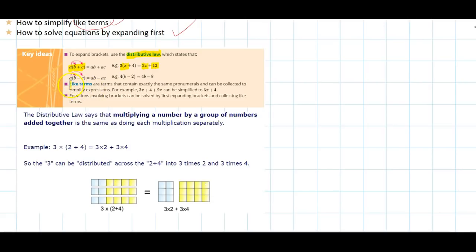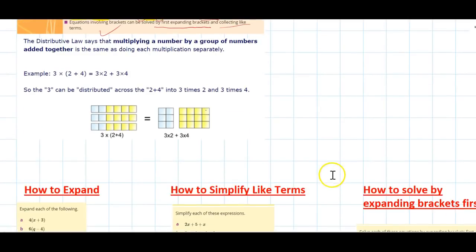You also need to know the definition of like terms. They are terms that contain exactly the same pronumerals and can be collected to simplify expressions. For example, if we have 3x plus 4 plus 2x, I can combine the 3x and 2x to make a simpler expression, which is 5x plus 4. And finally, equations involving brackets can be solved by first expanding the brackets and then collecting the like terms. I'm going to do an example of that later on.